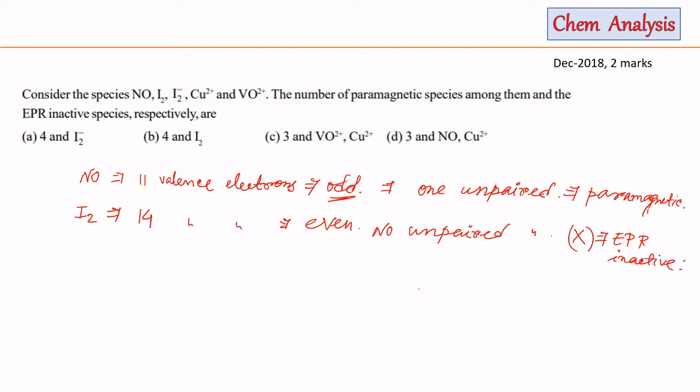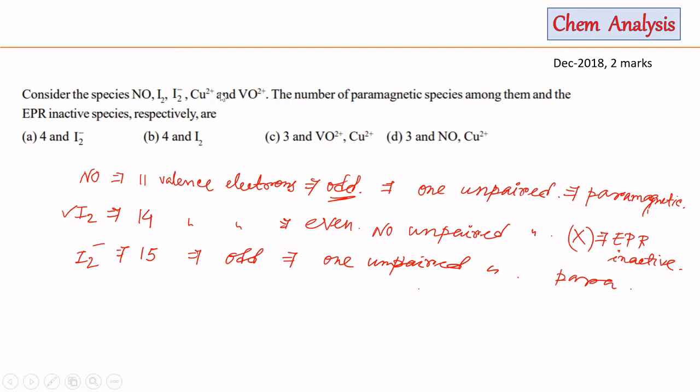So here we have to tell the number of paramagnetic species and the EPR inactive species. That means I2 will be EPR inactive, and for I2 minus, the number of valence electrons is 15, which is odd, so there must be one unpaired electron, so it will be paramagnetic. And for Cu2 plus, it is a d9 system and it is odd, and if you distribute the electrons in the d orbital, there will be one unpaired electron, so it will also be paramagnetic.